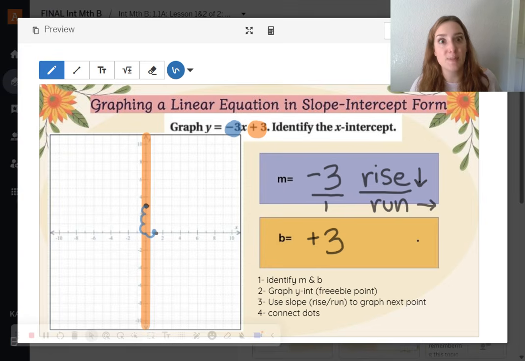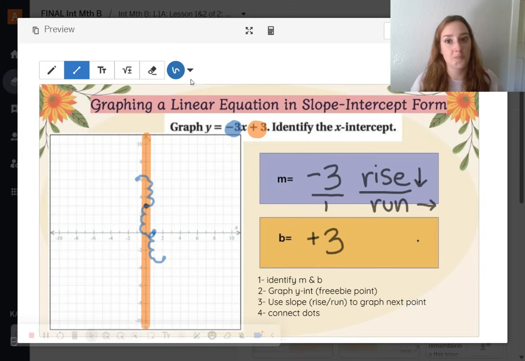We can continue this pattern indefinitely. Go down 1, 2, 3, to the right 1. We could even go backwards. We can go up 3 and then to the left 1. You'll notice we're just making a line.